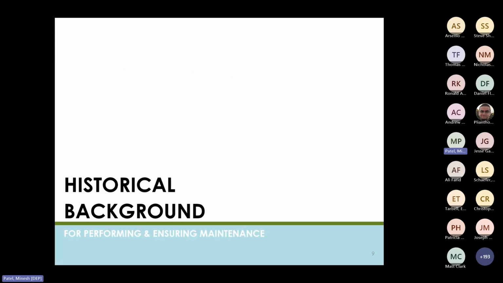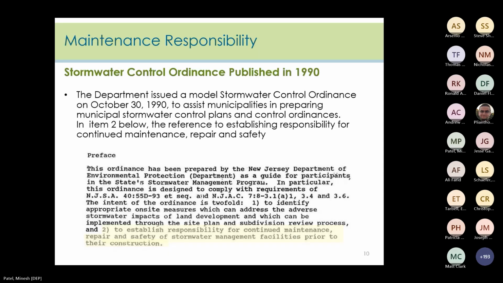So now let's take a look at the historical background for performing maintenance. The responsibility to perform maintenance is not a new requirement, as you can see from the 1990s Stormwater Control Ordinance model. The ordinance is designed to comply with the maintenance requirements in the stormwater management rules. The intent of this was to establish responsibility for continued maintenance, repair, and safety of stormwater management facilities before they're even constructed.